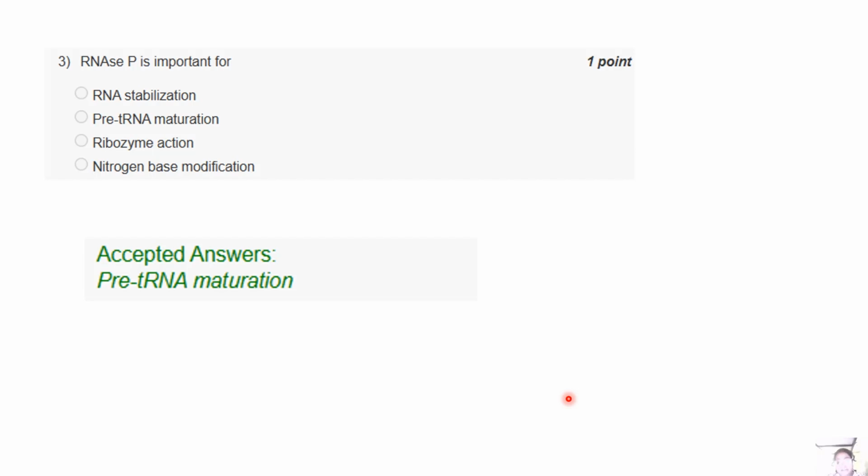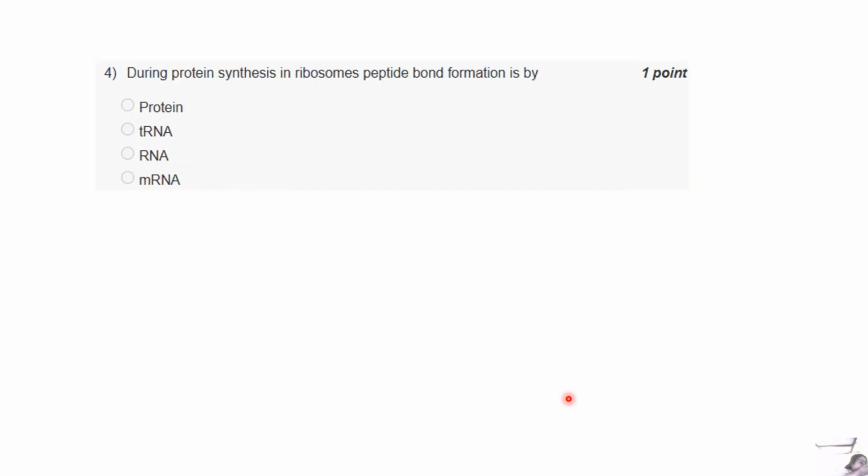Okay, so there's no question for this. We'll move on to the next question for today. During protein synthesis in ribosomes, peptide bond formation is by protein, tRNA, RNA, or mRNA. Which one do you think is the correct answer?